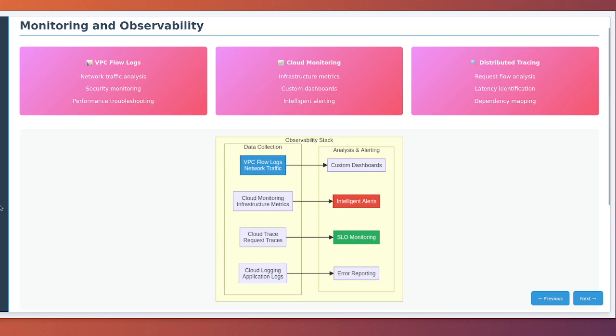Distributed tracing becomes critical in microservices architectures where a single user request might traverse dozens of pods. Tools like CloudTrace can show you exactly how network latency affects your application performance. Alerting should be based on SLIs that matter to your users, things like API response times, error rates, and availability.